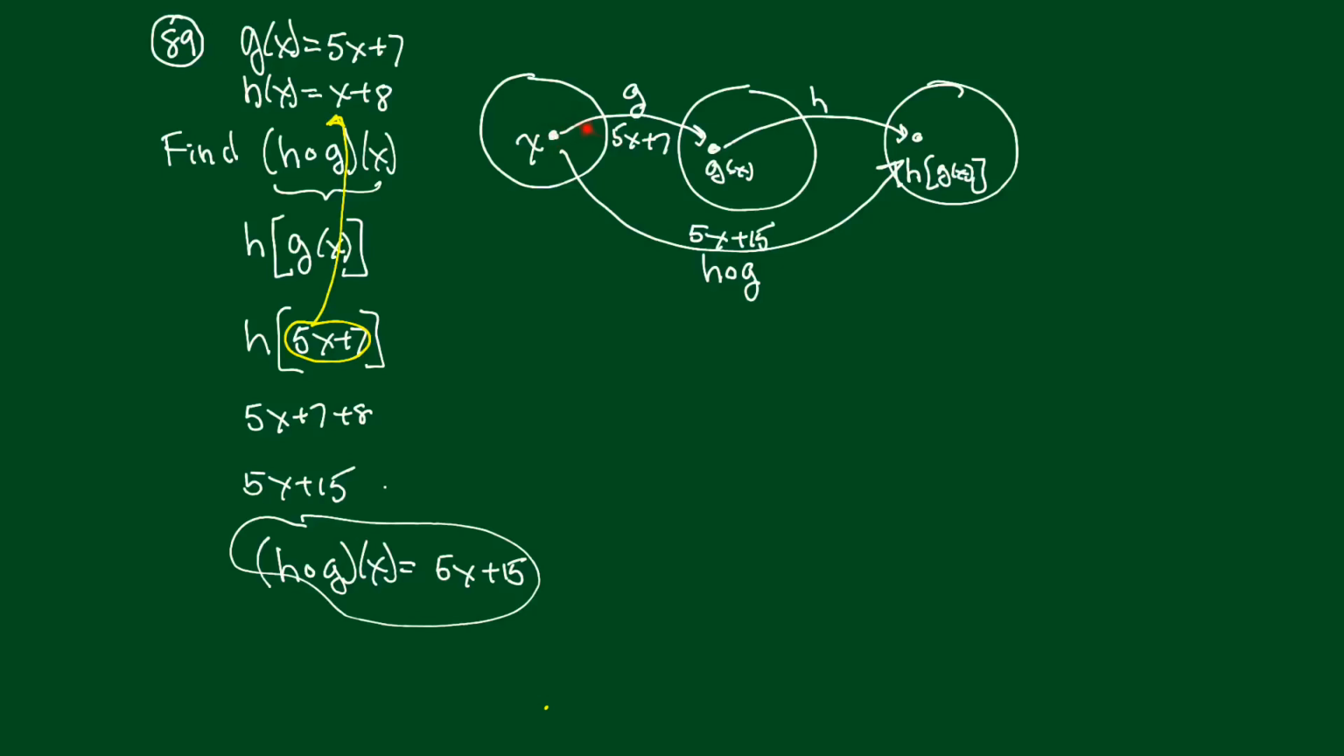So we have an individual. You start here with x. What do you do? You multiply it by 5, add 7. That's g. You take that function, put it into h. Now what was h? That is x plus 8. So instead of using those two individuals, I could just go nonstop from beginning to the end by using this rule right here.